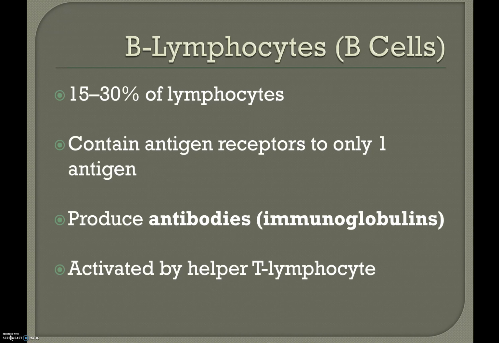Remember one thing, the helper T lymphocytes that we talked about not only activate the cytotoxic T lymphocytes, but they also activate the B lymphocytes. Therefore, the cytotoxic T cells and the B cells both are activated by the helper T cells.